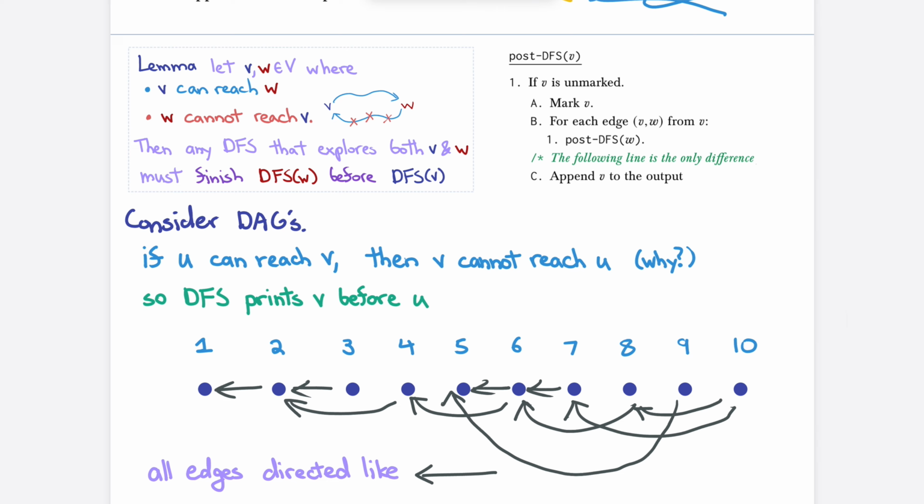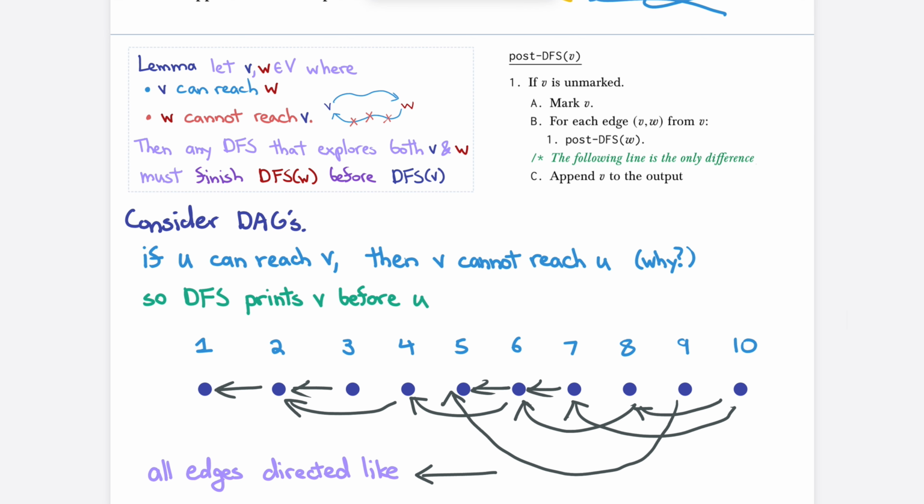Okay, so based on what we just did, if U can reach V, then V cannot reach U. So that means that we'll always finish V before U. That previous lemma we just did, we broke into two cases. I think I might have switched U and V, which is maybe making it confusing. But if U can reach V and V cannot reach U, then DFS will always print out V before U. It will always finish DFS on V before it finishes U. So if I printed them out, all the reachability has to go in this direction. Okay? So it always has to go from right to left.